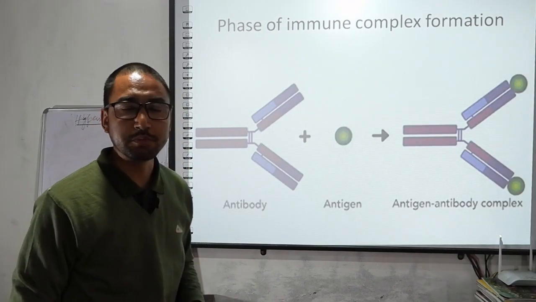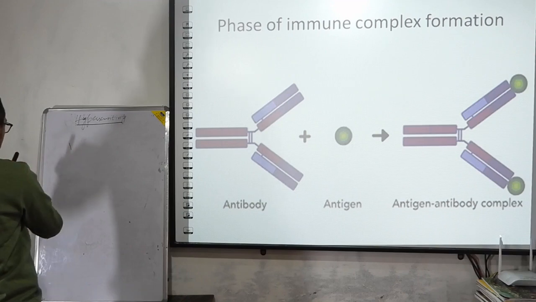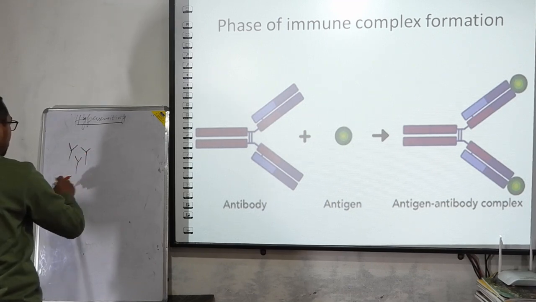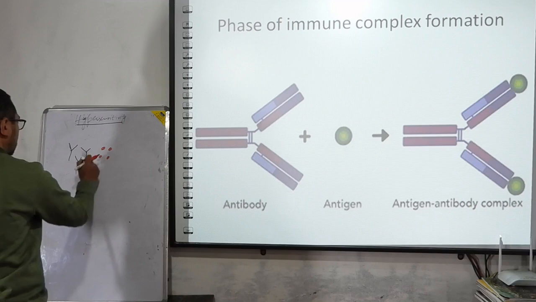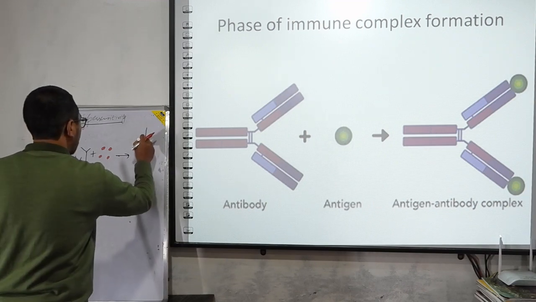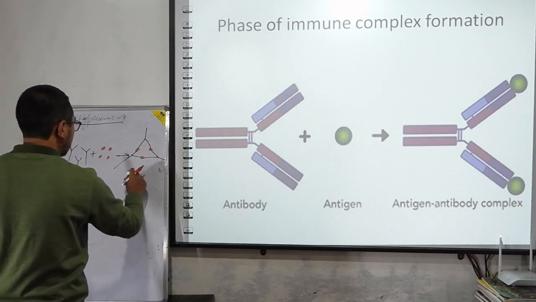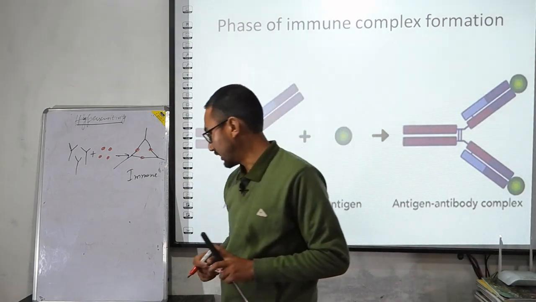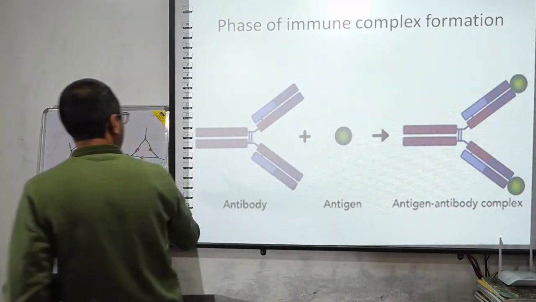So this is the first phase of immune complex formation. I have already said that there are antibodies in our system. These antibodies combine with small antigens and form complexes which are called antigen antibody complexes or immune complexes. This is the first stage of type 3 hypersensitive reaction. That means in the first stage, antigen interacts with antibodies and they form immune complexes, and this is how it occurs.